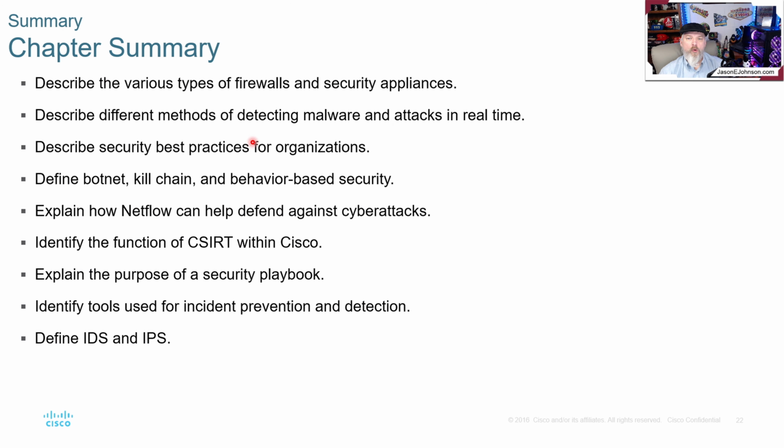Okay, so for Chapter 4, we looked at various types of firewalls. We looked at botnets, kill chains. We looked at Netflow, the function of CSIRT, security playbook, identify tools used for incident prevention and detection, and defining IDS and IPS. Next, we're going to take a look at Chapter 5 quickly. It'll just be at the end of Chapter 4. We're going to combine those together. So let's roll into Chapter 5.